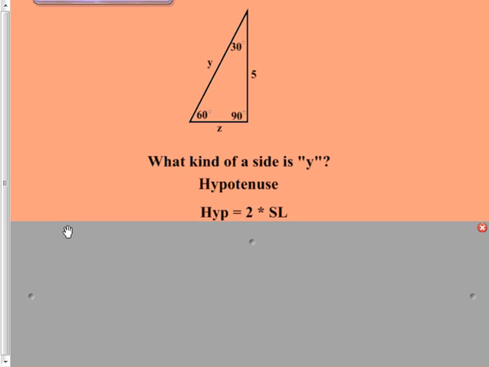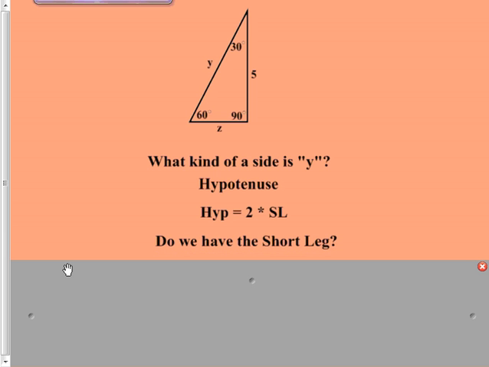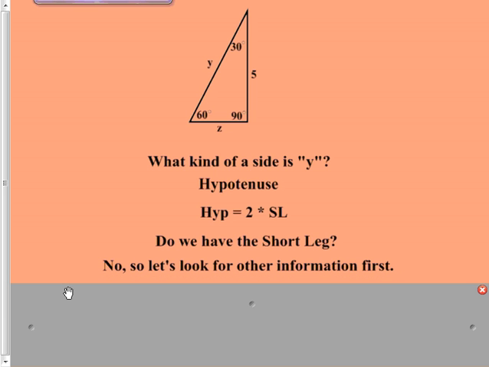And the rule says the hypotenuse equals 2 times the short leg. Well, when we take the information out of the triangle and try to plug in, we're going to need the short leg in order to find the hypotenuse. And we do not have the short leg either. Okay, so looking at y first did not make any sense. So let's look at other information. Let's check out z instead.